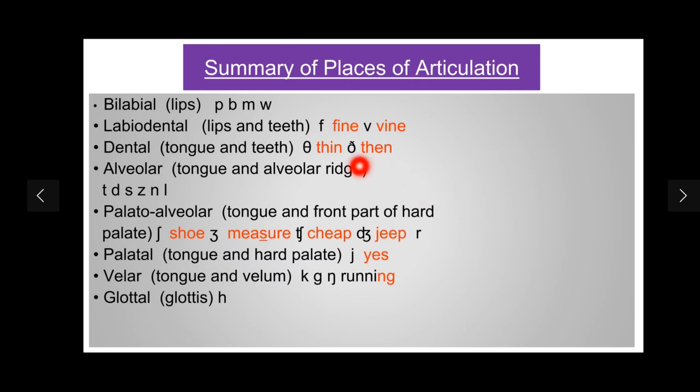Now we should summarize the places of articulation. Bilabial, we are using lips: p, b, m, w. Labiodental, lips and teeth: f, v. Dental, tongue and teeth. Alveolar, tongue and alveolar ridge. Palatoalveolar, tongue and front part of the hard palate. Palatal, tongue and hard palate. Velar, tongue and velum. And glottal, we use the glottis, the place between your vocal folds.